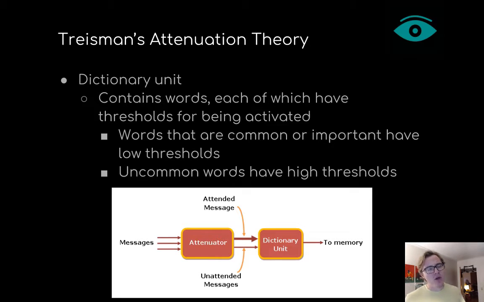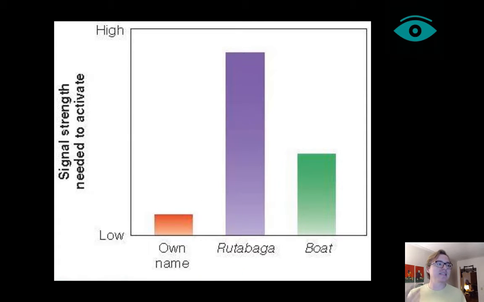So even though both of these messages are getting through the attenuator, the much stronger attended message probably contains words that are common or important and have low thresholds, whereas the unattended message usually holds uncommon words that have high thresholds. And this threshold can change based on the context of a conversation or whatever stimuli is being presented. So in this example, words like "own" have very low thresholds. Words like "rutabaga" have very high thresholds, so it's harder for them to get through. And words like "boat" kind of fit somewhere in between.